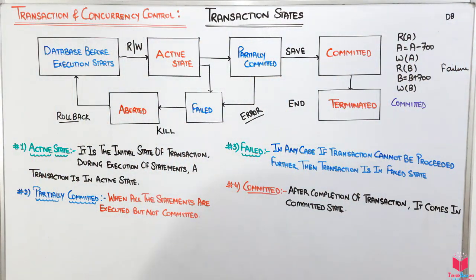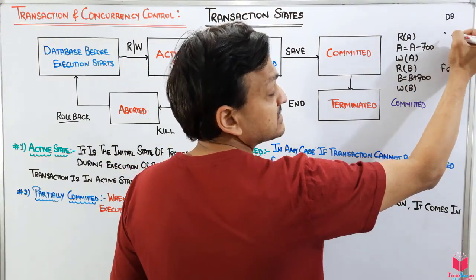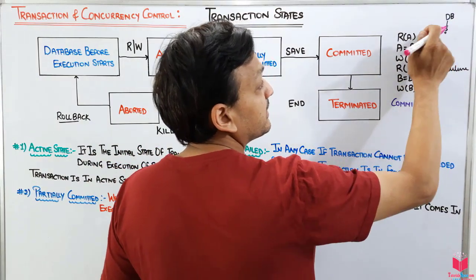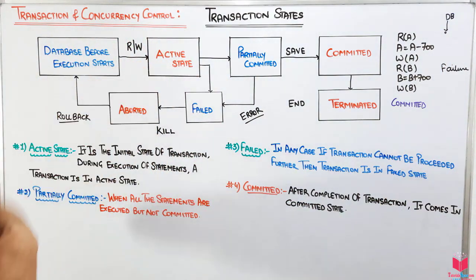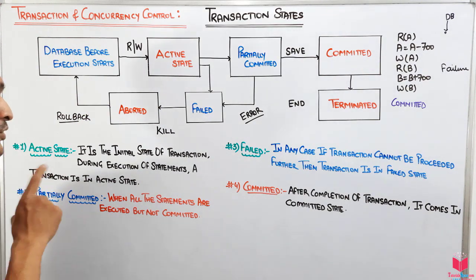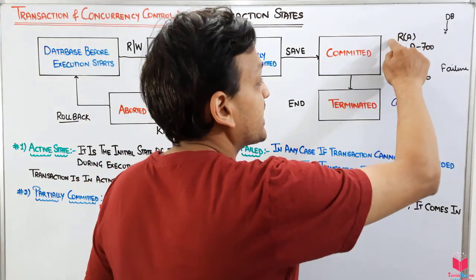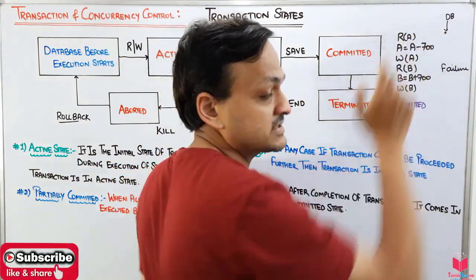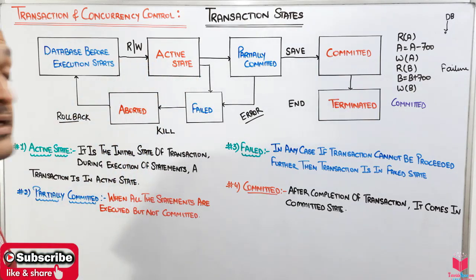But when some transaction starts, this is the first point where the transaction started. That means it started reading A. So we will say this is the active state, that the transaction has begun. The active state is the initial state of a transaction during execution of statements. This statement has started now, the transaction has started now, so we say that the transaction is in the active state.